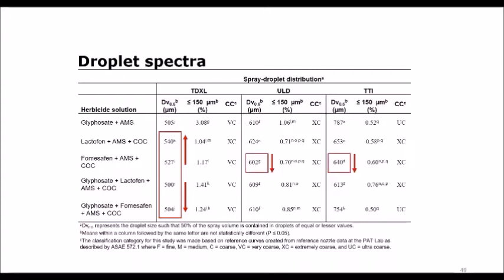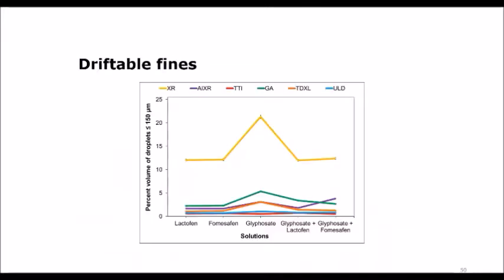With the ULD and TTI, we see a decrease with fomesafen, and we see an increase with the glyphosate plus fomesafen in terms of droplet size. So a little bit different reaction in terms of droplet size. Going back to what we talked about in the first webinar, where we have these interactions between nozzle type and tank solution.